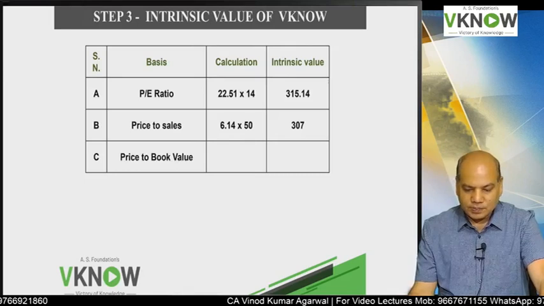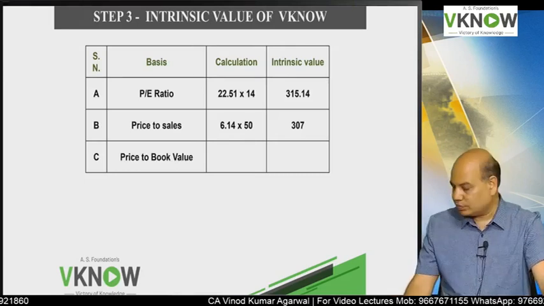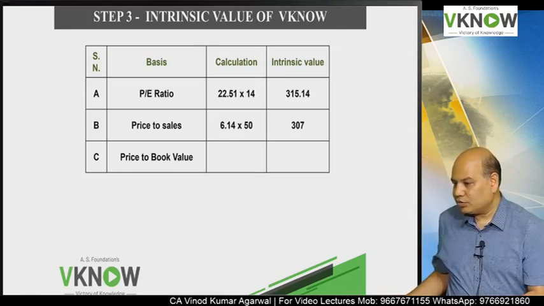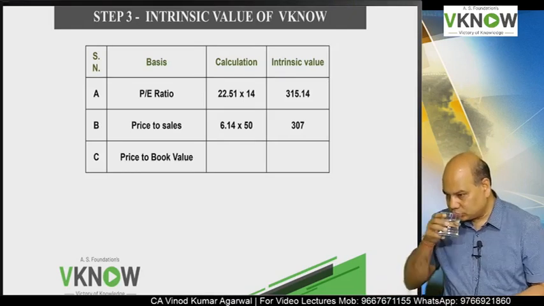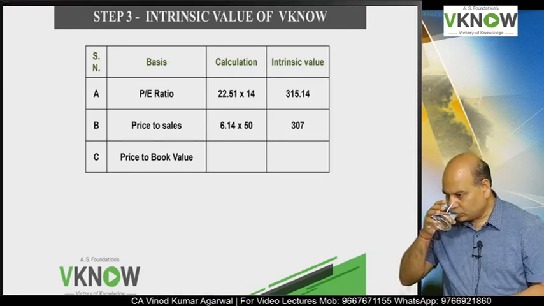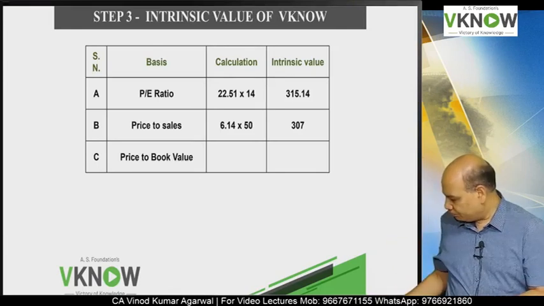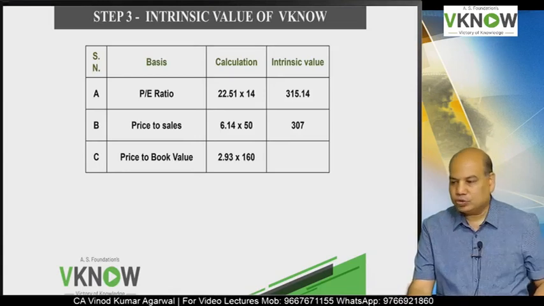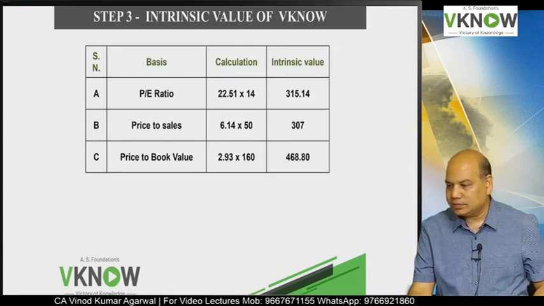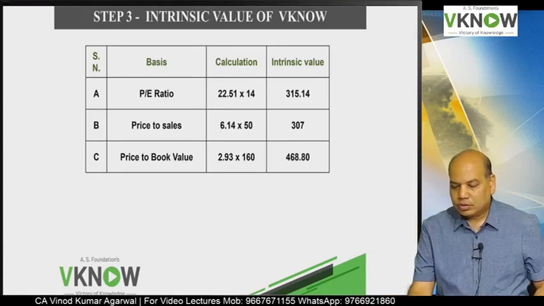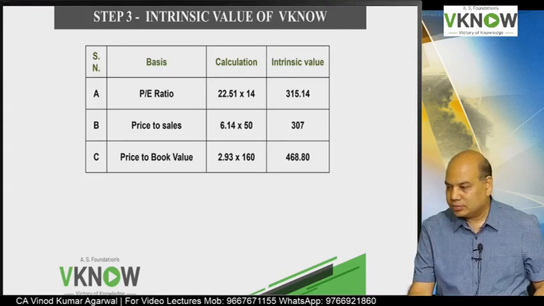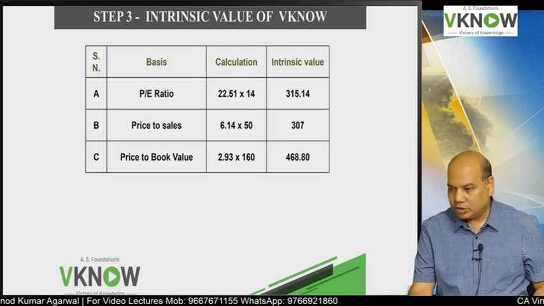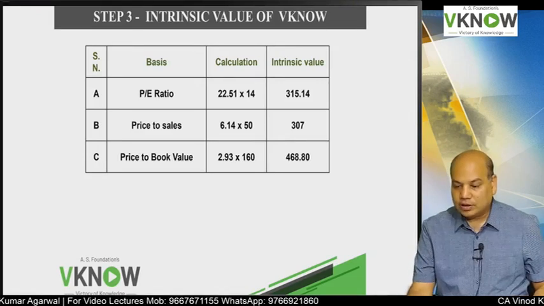And next one, price to book value ratio. Try yourself. 2.93 into 160. 468.8. Very good. This is also not final.